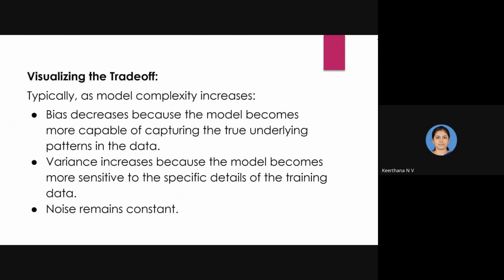And how can you visualize the trade-off? The first is high bias, low variance. The second is low bias, high variance. When these two situations occur, the noise will remain constant. It cannot be reduced. And with that, we have completed the first session.